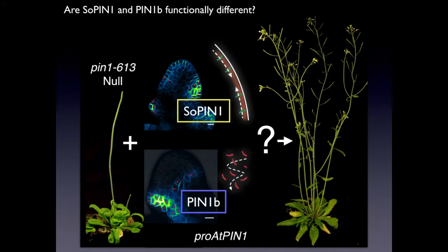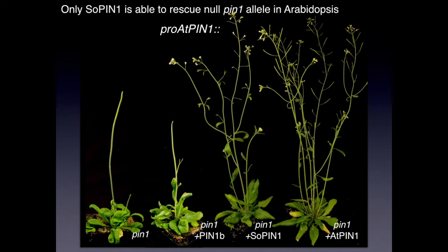Okay, so another way that we've been testing the difference in function between these two different proteins is to use Arabidopsis as a test bed, a functional assay. Here is that pin mutant, pin1, and this 613 allele is a null. It makes no protein. The question is, when you express sister of PIN1 and PIN1B under the Arabidopsis PIN1 promoter, which one will be able to mediate organ initiation? And it's perhaps not too much of a surprise that sister can mediate organ initiation, whereas PIN1B can't. These plants are phenotypically indistinguishable from the null allele alone.